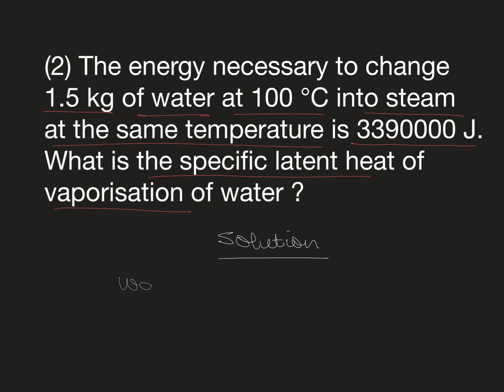We have water that is at 100 degrees Celsius that is needed to be converted to steam at the same temperature. So that is going to be steam at 100 degrees Celsius. Whenever you have a situation like this, it means that you are dealing with a phase change. Water at 100 degrees Celsius is to be converted to steam at 100 degrees Celsius. We are asked to find the specific latent heat of vaporization of water.